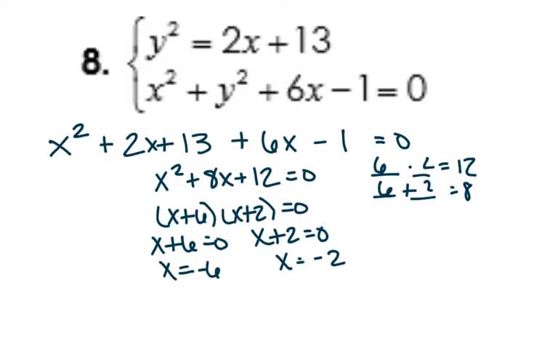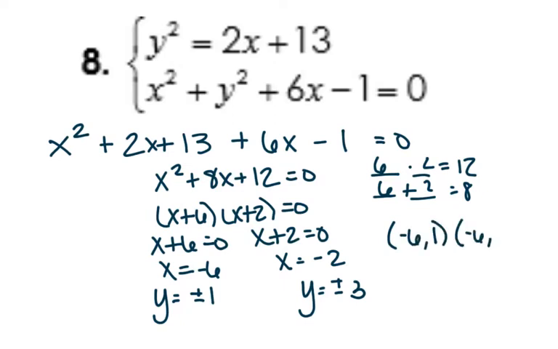1, 2, 3. Okay, so that might have been a little scary because when you take the square root, remember you get a plus and minus answer. That's how I'm getting this plus and minus 1. So I'm actually going to have 4 answers. My answers are (-6, 1), (-6, -1), (-2, 3), and (-2, -3).